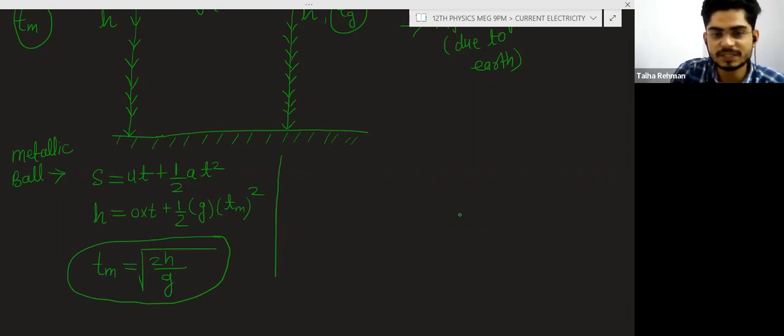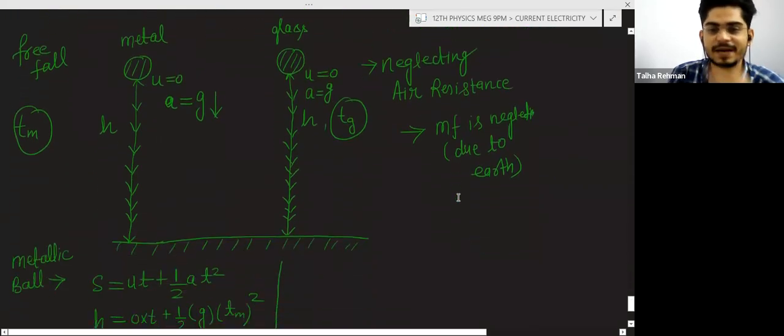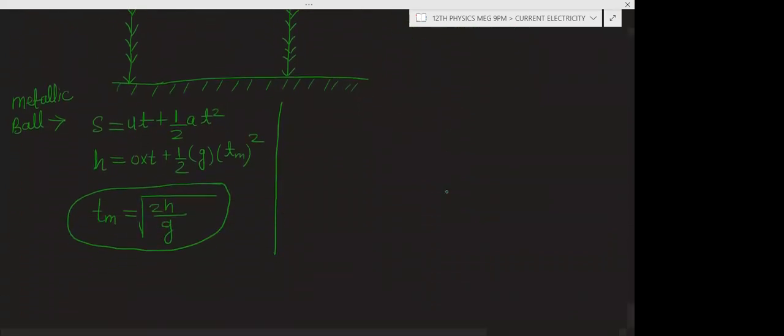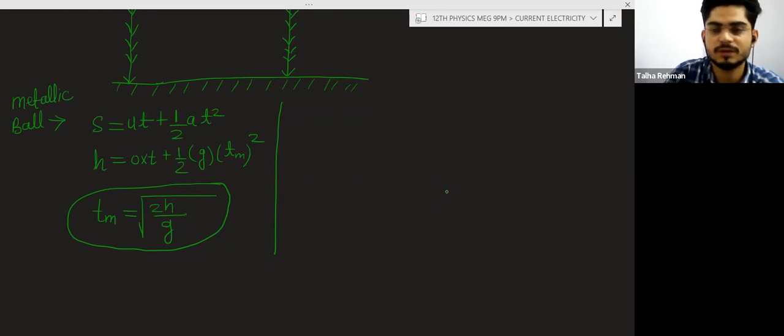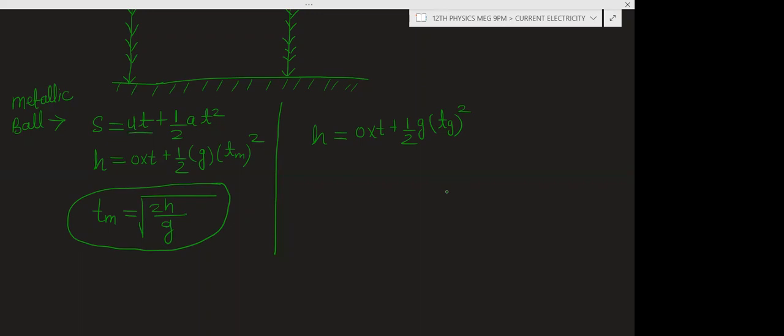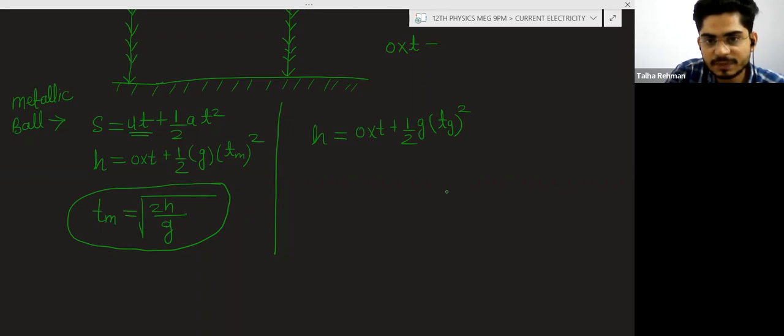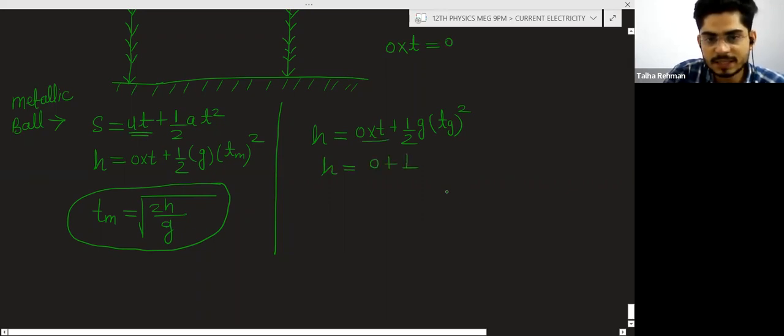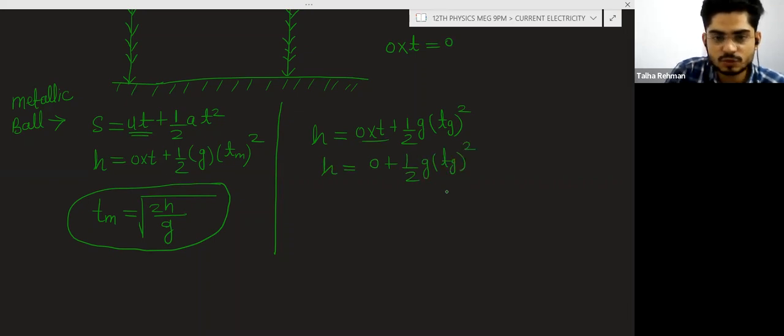In this time the metallic ball will reach the ground when we neglect the air resistance and the magnetic field due to earth. Now see, the same equation I will use for this glass ball. The glass ball has displacement h, initial speed zero, acceleration g, and time taken tg. Here u is zero, so u multiplied by t becomes zero, and the other term is half g into tg square. When you calculate tg, you will get 2h divided by g.